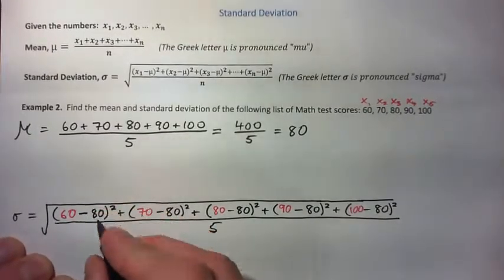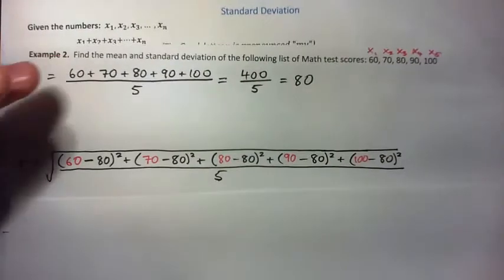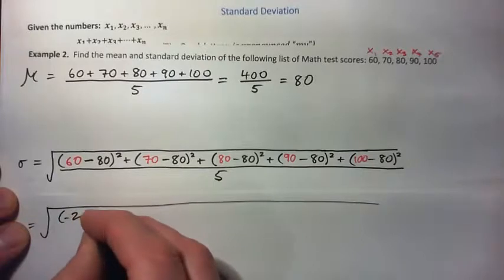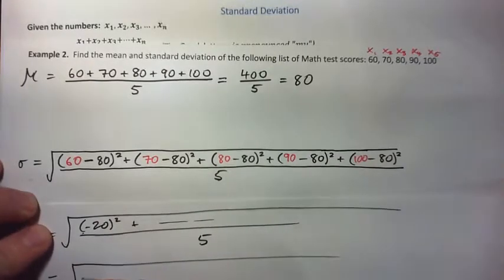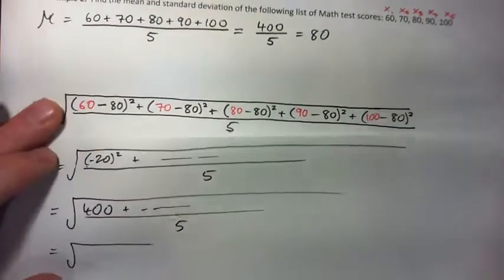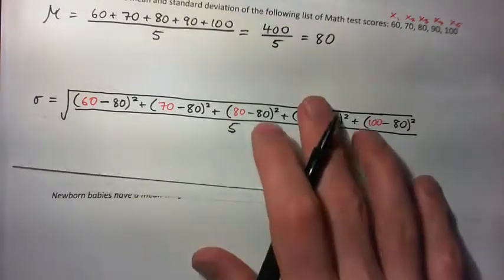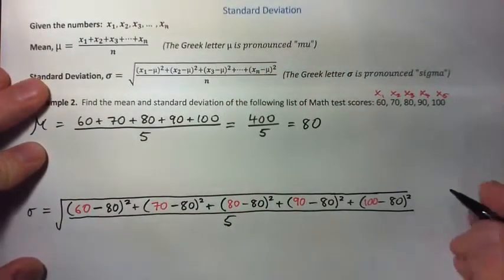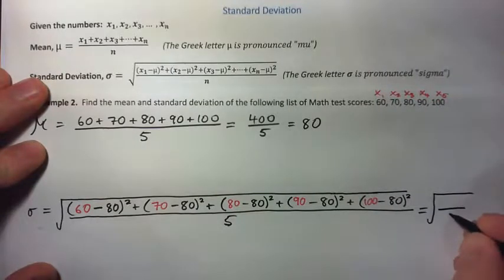so 60 minus 80. And again, like I said before, we could, if we wanted to, keep writing out the big square roots. So we could go big square root of negative 20 squared, keep adding that stuff up, then divide by 5, which equals big square root of 400 plus, keep adding that stuff up, then divide by 5, which equals big square root. We could keep going like that if we wanted to, but I want to avoid having to write out the big square root over and over and over. You can do that if you want to, that's fine. But I guess I'm just going to calculate the top and then divide by 5. So what I'm going to do is I'm going to calculate wherever the top is and then divide it by 5, right?